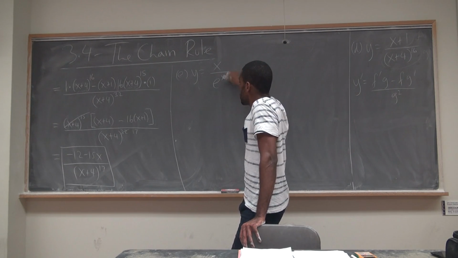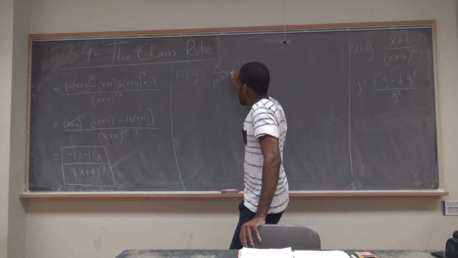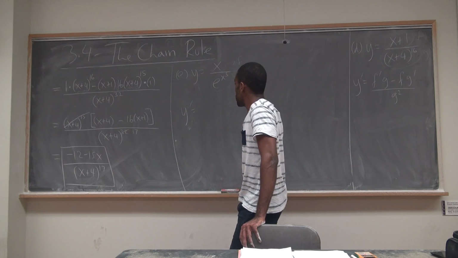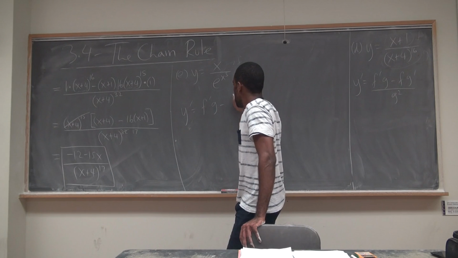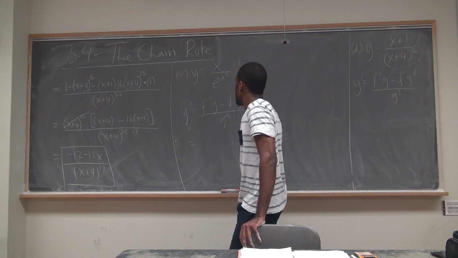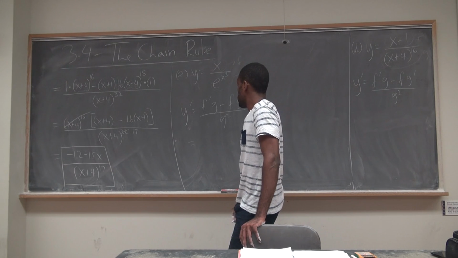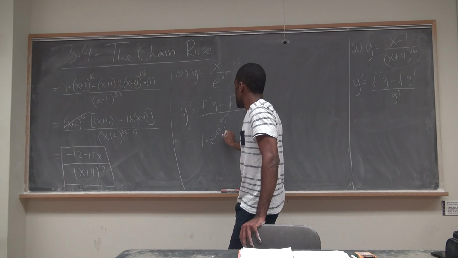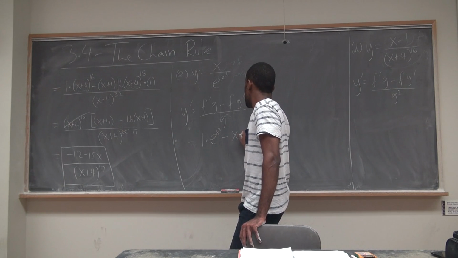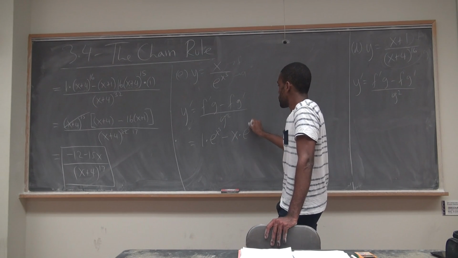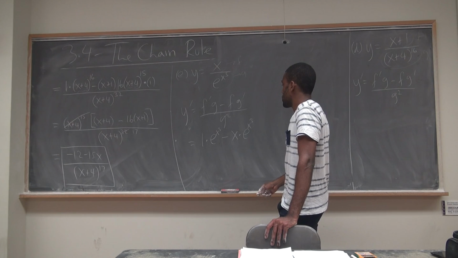Again, it's a division. That's my f, that's my g. So I'm going to think of this as y prime equals bottom times derivative of top minus top times derivative of bottom over the bottom squared. F prime is 1 times g, which is e to the x cubed, minus f, which is x, times, what's my g prime? E to the x over e to the x cubed.